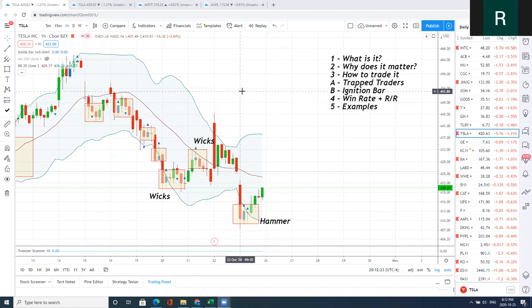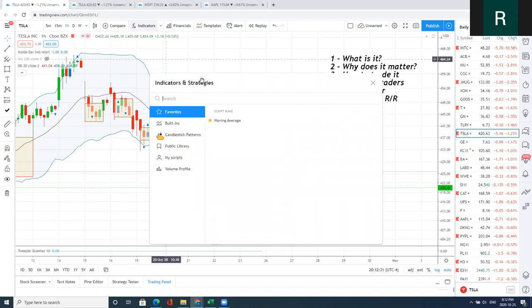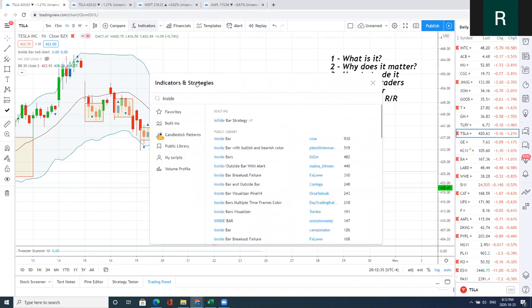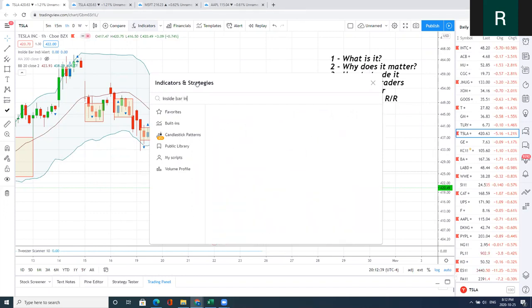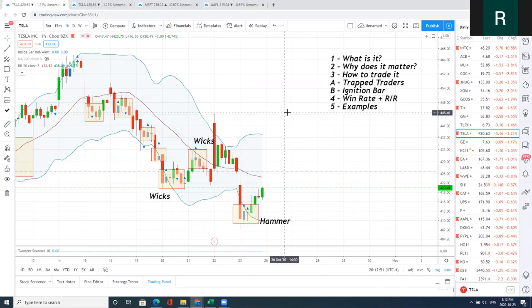So in TradingView, there's this free indicator that I recently found that helps you easily identify inside bars. And I'll show you guys how to pull it up. You just go in here and type in inside bars. The one I like is Inside Bar Indicator slash Alert, and it's just called Inside Bar, CMA, 930 likes or reviews. I don't know what that number is, but anyways, this is the one that I like.